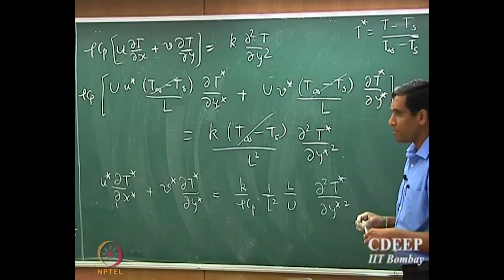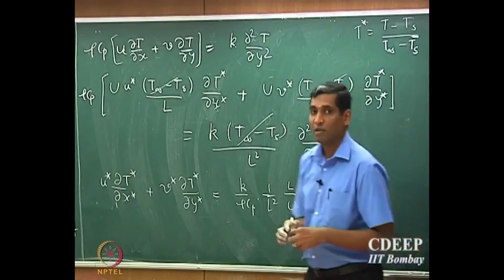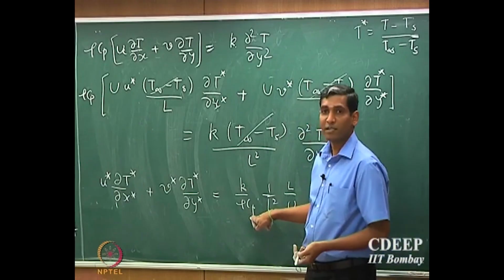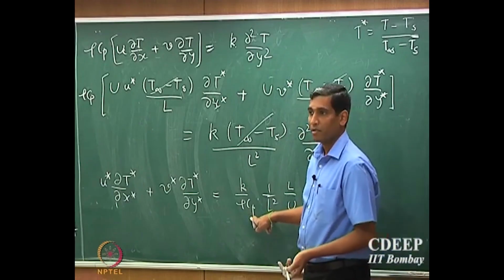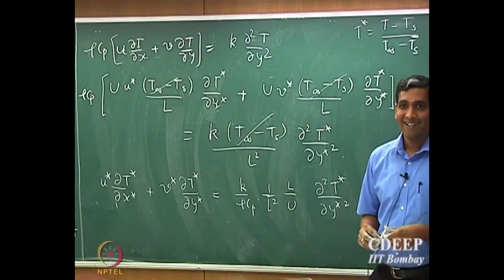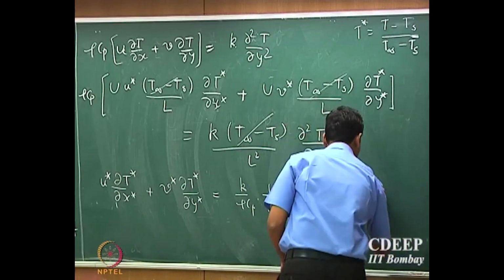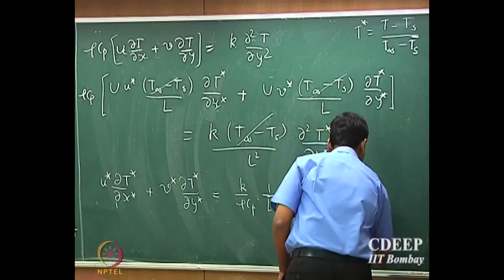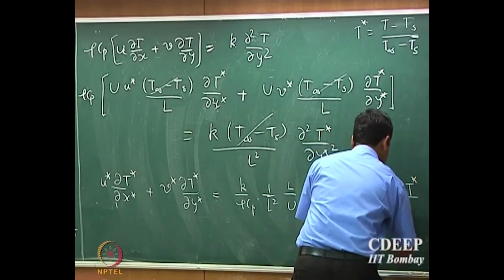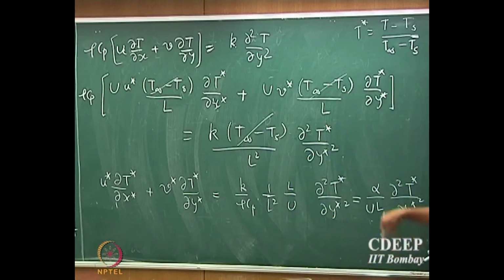What is k by rho Cp? It is, k by rho Cp is thermal diffusivity, right. Rho Cp by k is thermal diffusivity? No, it is k by rho Cp is thermal diffusivity. So, this will be alpha divided by U into L, d square T star by dy star square, okay. Is it dimensionally correct?